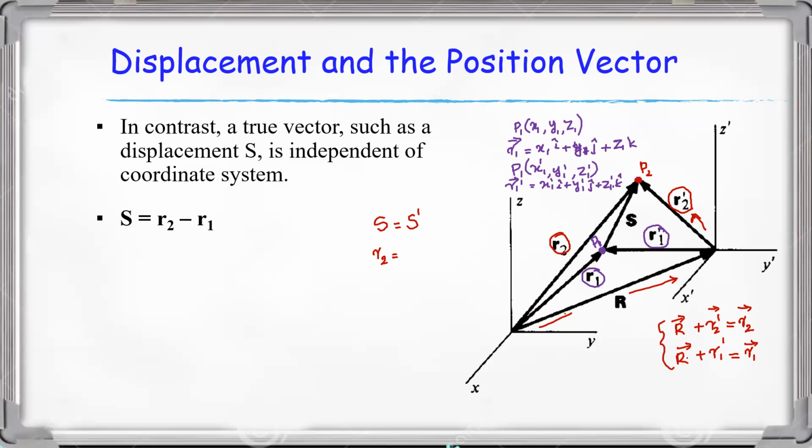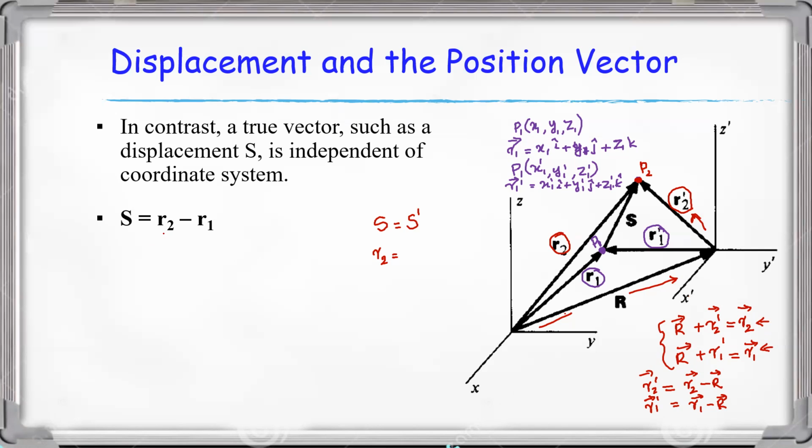two expressions, from the first expression we can write R2 dash is equal to R2 minus R. That is discussed in the previous. Then R1 dash is equal to R1 vector, here also vector notations, minus R. We have to substitute the value of R2 and R1 here.